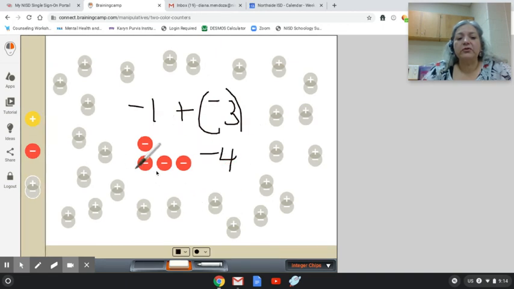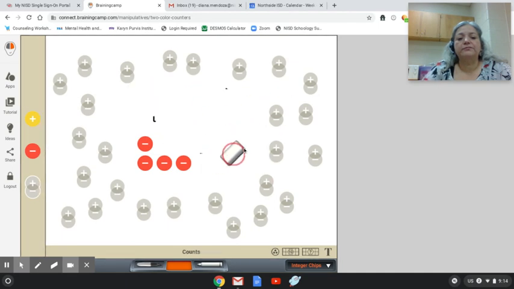So remember, you have to have a positive and a negative to create 0 pairs. And if you look at all the 0 pairs around, it has positive and negatives. So even though we have all these 0 pairs, this value is still -4 because they don't have a partner, so it stays that way. So I'm going to go ahead and erase that so we could continue with other examples.